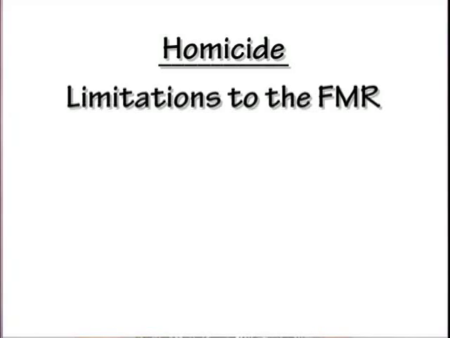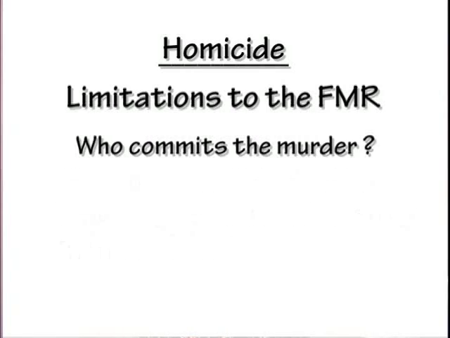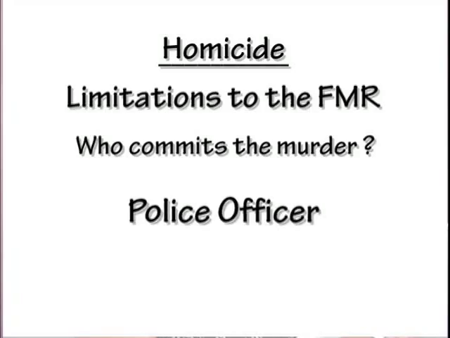Okay, I'm going to go over some limitations to the felony murder rule, and I'm going to give you the general rule. The general rule is when a co-felon kills a victim, the felony murder rule will apply to all co-felons. I want you to look to see who commits the murder. Is it a co-conspirator? Is it a police officer? Or is it an innocent bystander?